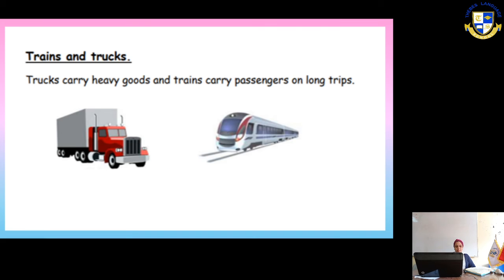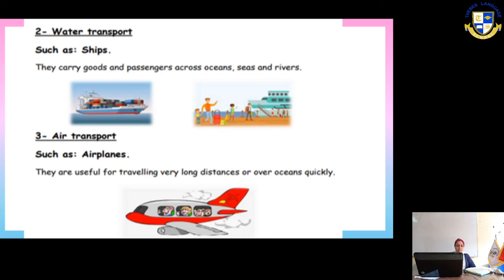Next, we use trains and trucks. The trains and trucks are specially designed for transporting heavy goods, okay? And also the train carries people, the passengers, meaning the people who are traveling on a long trip. Like if we want to go from Cairo to Alex, we use the train, or from Cairo to Aswan, we use the train also. So this is carrying passengers on long trips, okay? Next.